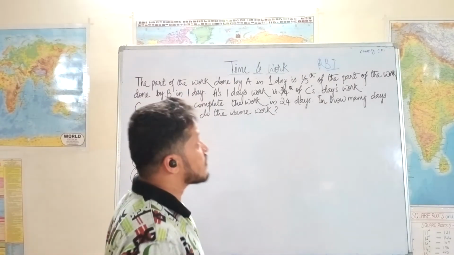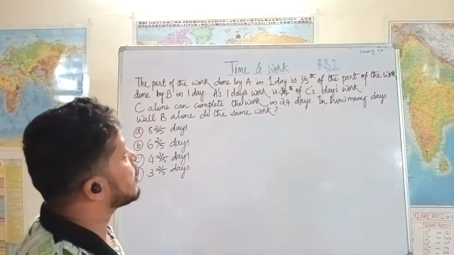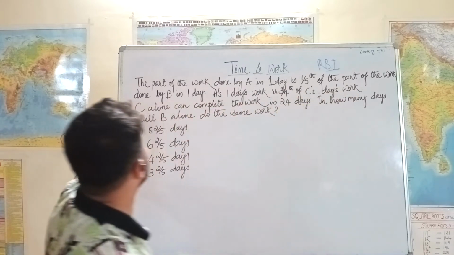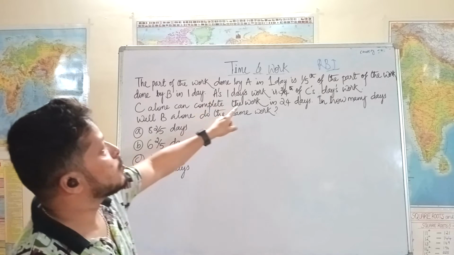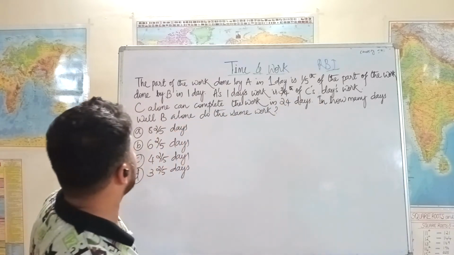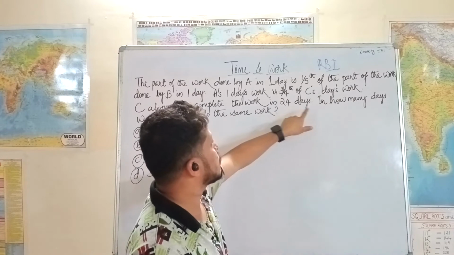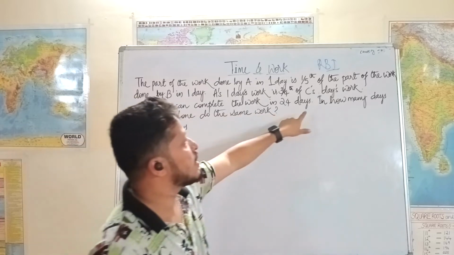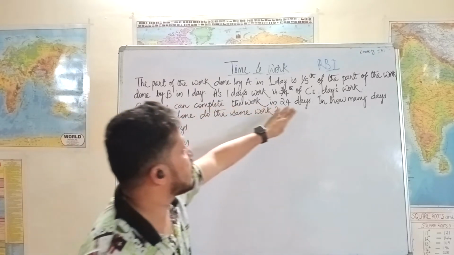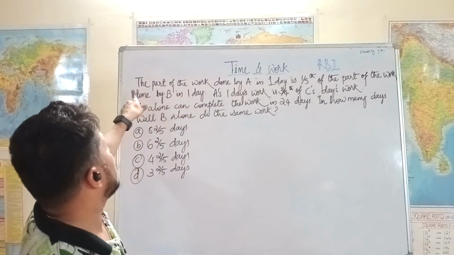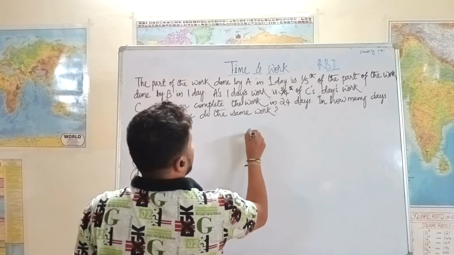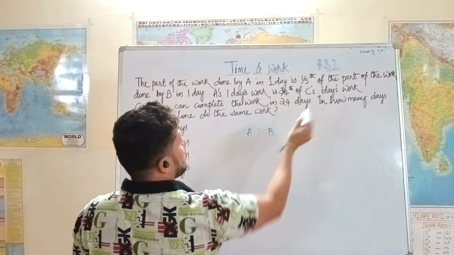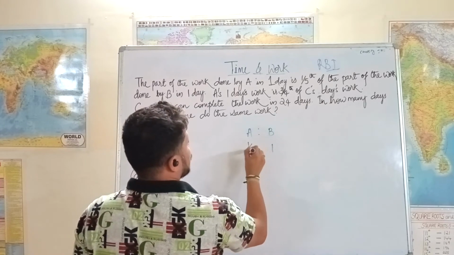Okay, we have another interesting question here from a previous year RPA question. The part of the work done by A in 1 day is 1/5 of the part of the work done by B in 1 day. A's 1 day's work is 3/4 of C's 1 day's work. C alone can complete the work in 24 days. So in how many days will B alone do the same work? Now we only have C's efficiency given clearly, that C can complete the work in 24 days. Others are given in fractions like A and B. What are A and B's efficiency? A's efficiency is 1/5 of B. If B does it in 1, then A is 1/5 of it.